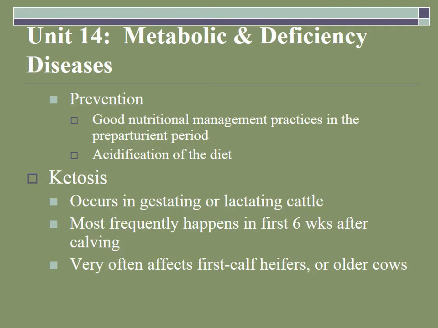Moving on to the next disease, ketosis, and this occurs in all gestating or lactating cattle. It occurs in sheep, it occurs in goats. So we talk about ketosis, and it generally happens within the first 6 weeks after the parturition process, and very often affects first calf heifers, sometimes older cows, but very often first calf heifers.